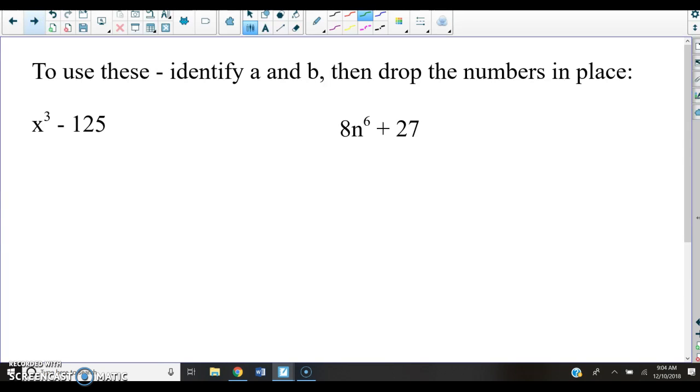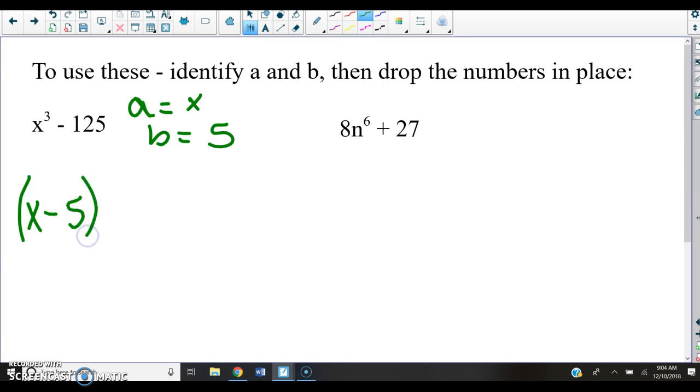Okay, when I look at this, x is cubed, so my a in my pattern is going to be x. 125 is 5 cubed, so my b in my pattern is going to be 5. So now when I look back at my pattern, a minus b will instead be x minus 5. A squared will become x squared. Remember, the sign is different than the first one. So it's the product of a and b, so in this case 5x, and then b squared.